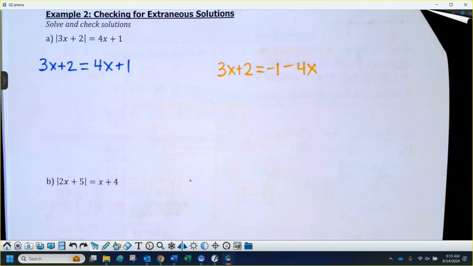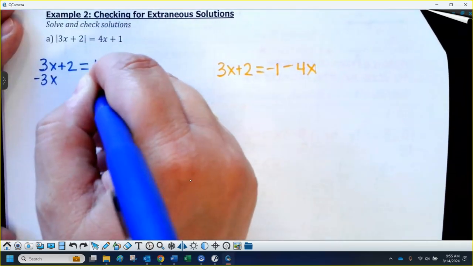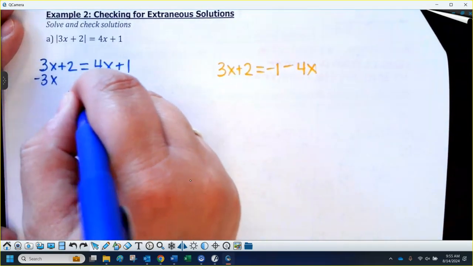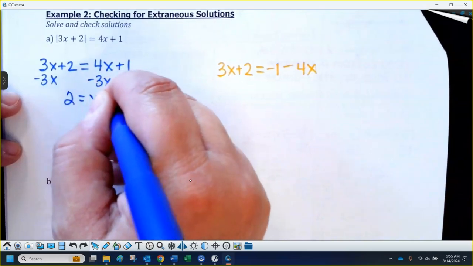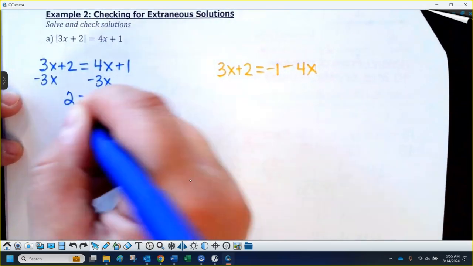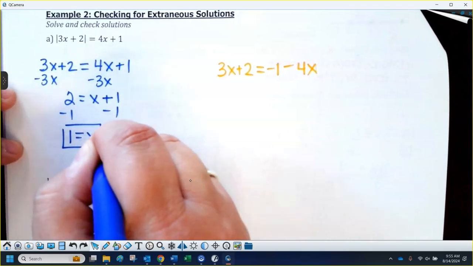Now, totally up to you how you want to solve these. If I can, I like to try to keep my variable positive, but you don't have to do that. So if it was me, I would subtract 3x real quick, and then I would go ahead and subtract the 1. So I'm actually going to get 1 as a potential answer here.